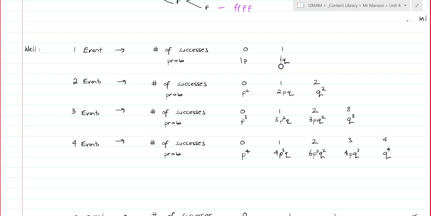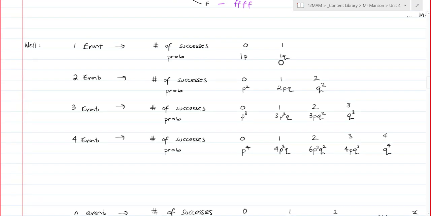Notice here that it's p cubed, then it's p squared, then it's p, and then there's no p. There's no q, then there's 1 q, then there's 2 q's, then there's 3 q's. And the coefficients are directly from Pascal's triangle. And then we get 4 events, and you could almost certainly work out 5 events. But here's a bit of a summary, a generalization, an n-event system.